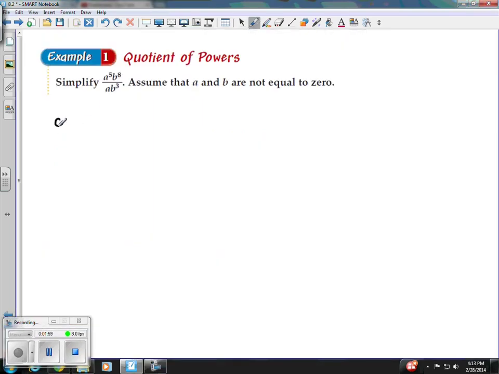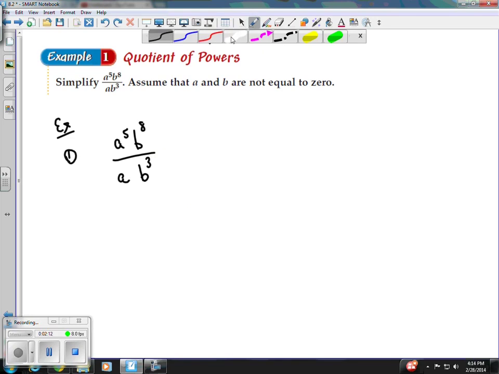So our first example has a to the 5th, b to the 8th, all over a, b to the 3rd. So we first look, that fraction bar tells us we're dividing, so we first want to divide our coefficients. But we don't have any coefficients to divide, so we skip on to our variables and their exponents. Have an a to the 5th on top, and technically down here if I have a 1a, that means I have a to the 1st power, just that one's hidden, and we subtract our exponents.